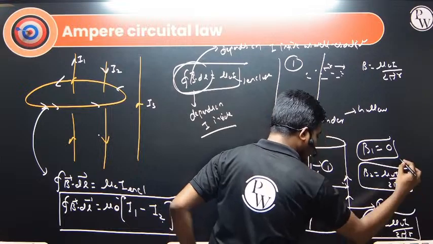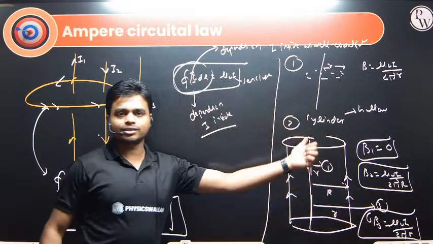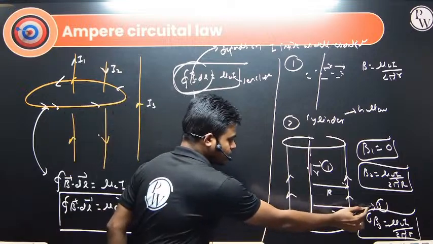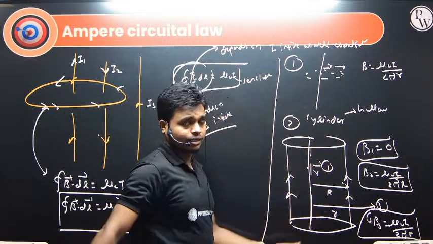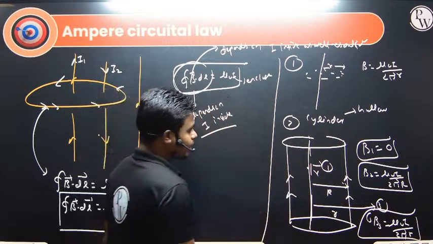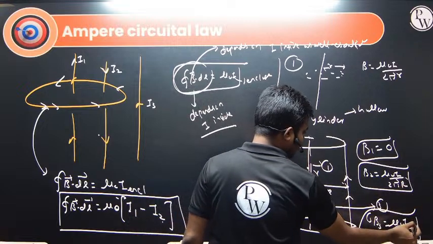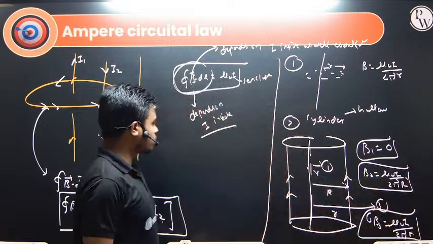And what is small r? It is the distance of that point from the axis. For the outside point, the field is mu naught I divided by 2 pi r. This one is 2 pi capital R, and this one is 2 pi small r. This is for the hollow cylinder.